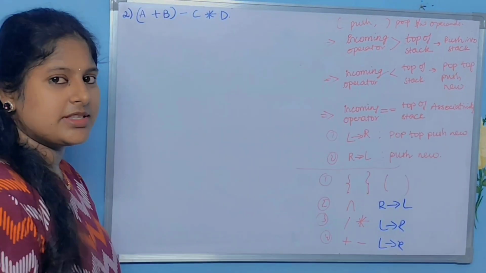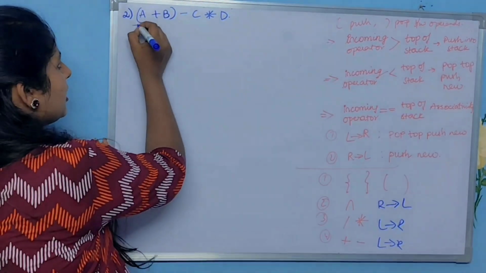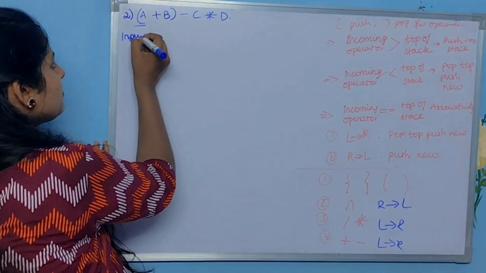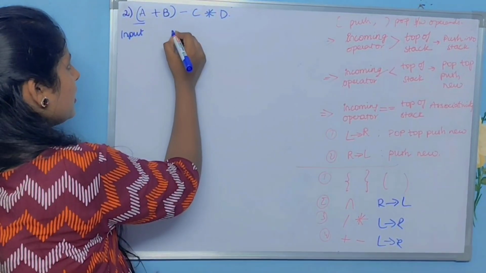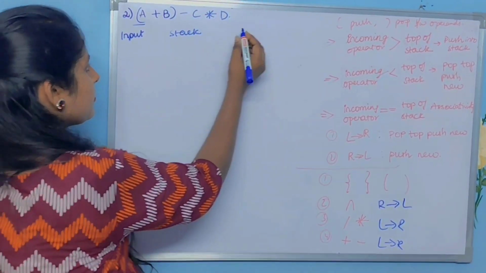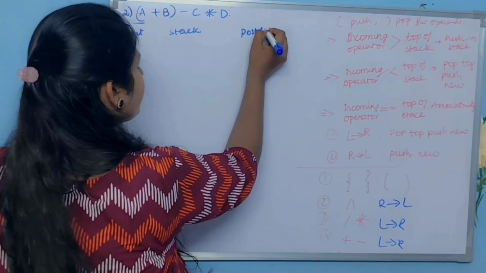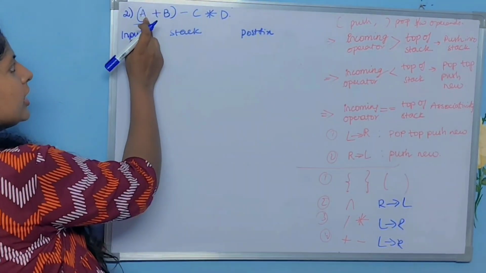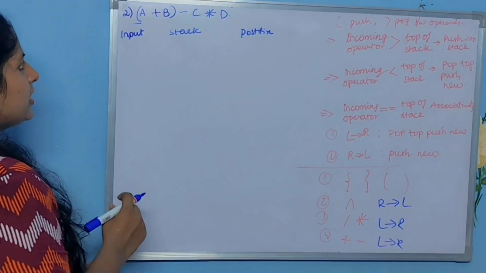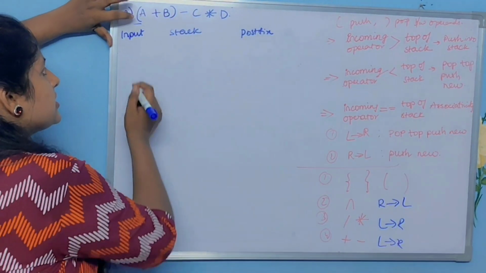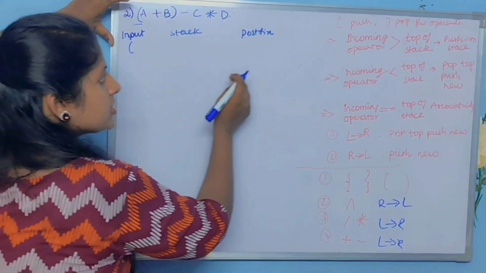Now let's see one more example. So my first input is start. So what is my first input operator? So what is my first input? This is left parenthesis. So what should I do?